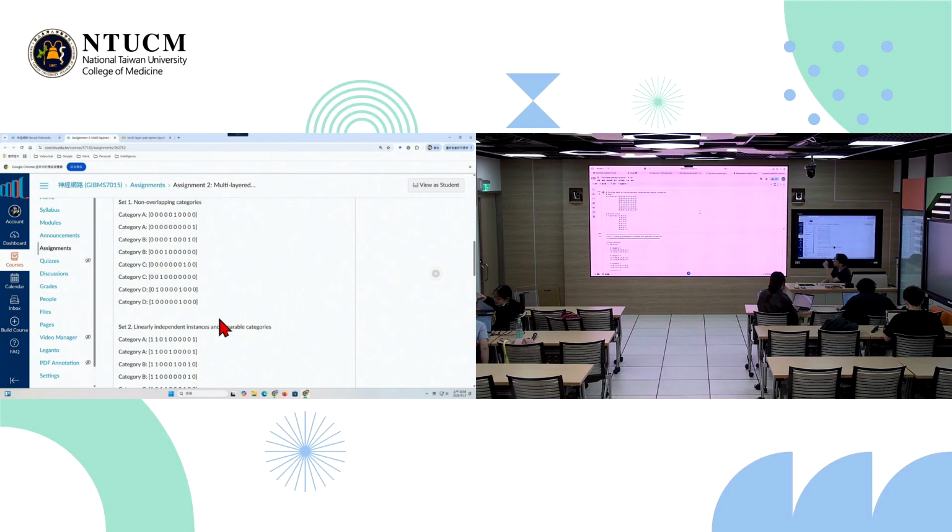And I set the 3 categories. The first one is non-overlapping, the second one is the linear, and the third one is the non-linear. And I choose the one layer first. And I just compare their error time score on this.